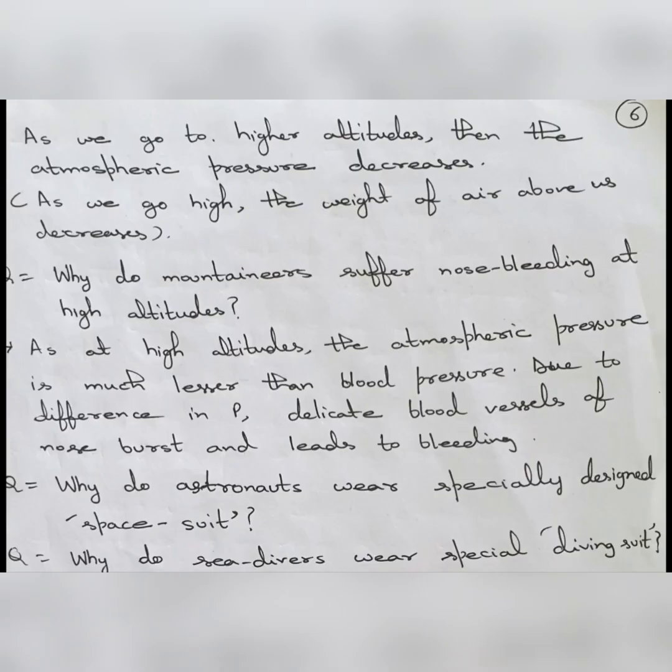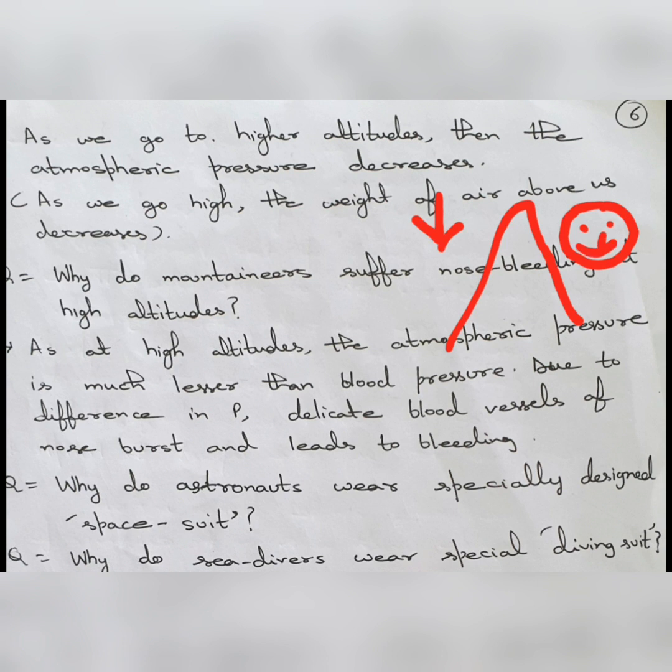As we go to higher altitudes, the atmospheric pressure decreases. So let's discuss the case, why do mountaineers suffer nose bleeding at high altitudes? At high altitudes, the atmospheric pressure is much lesser than the blood pressure. So due to the huge difference in pressure, delicate blood vessels of the nose burst and lead to bleeding. So you can do similar questions. Why do astronauts wear specially designed space suits, and why do sea divers wear specially designed diving suits?